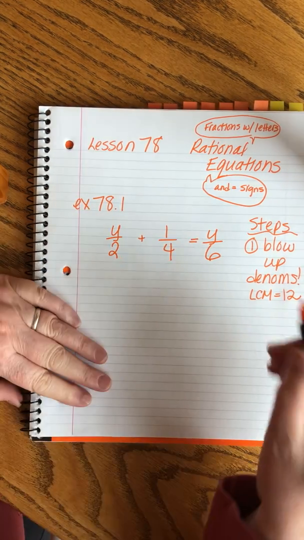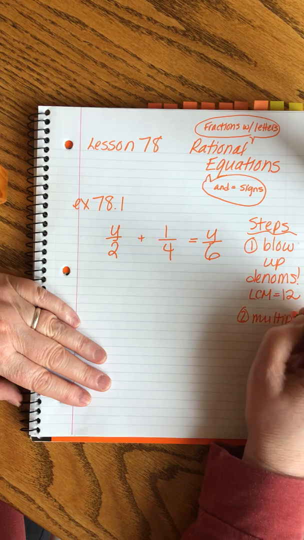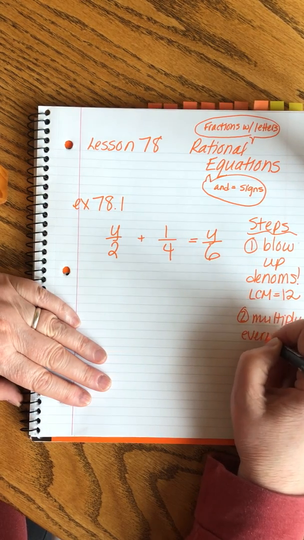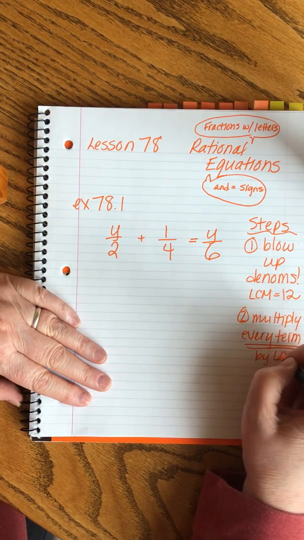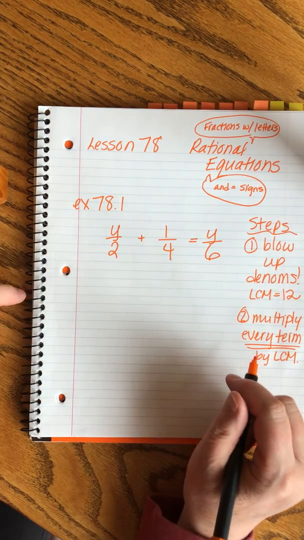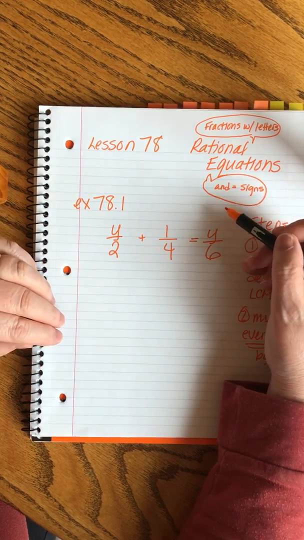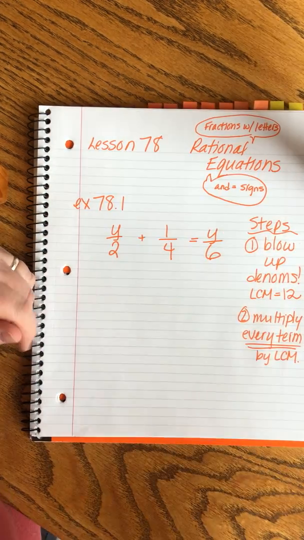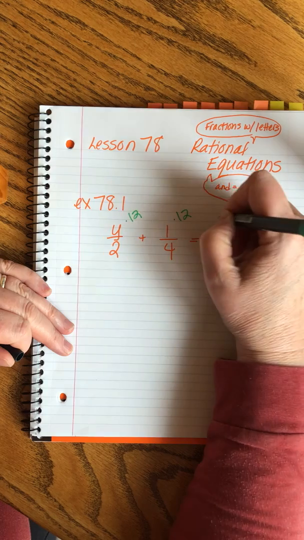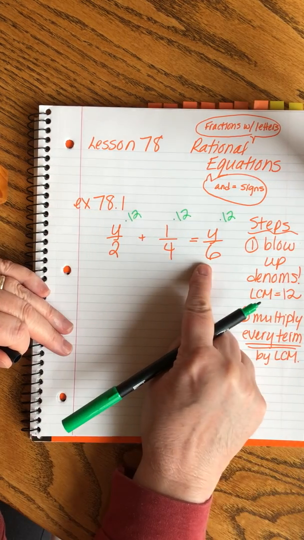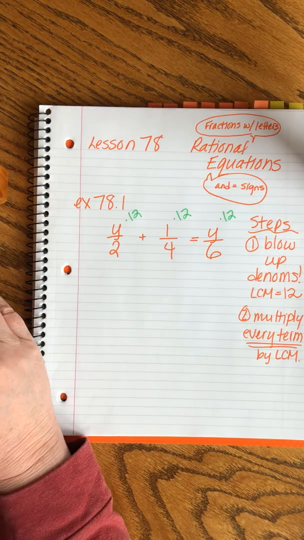Cool. Now, what we do, and this is where it's different, we multiply every term by the LCM. Now, I have a very specific way I like to do that. I angle it up here. Right now, we're just writing a 12. That's pretty short. Later, we're going to write longer things up here, but I'm going to write it like this: times 12, times 12, times 12. Every term on both sides of the equal sign, every single term gets multiplied by 12.